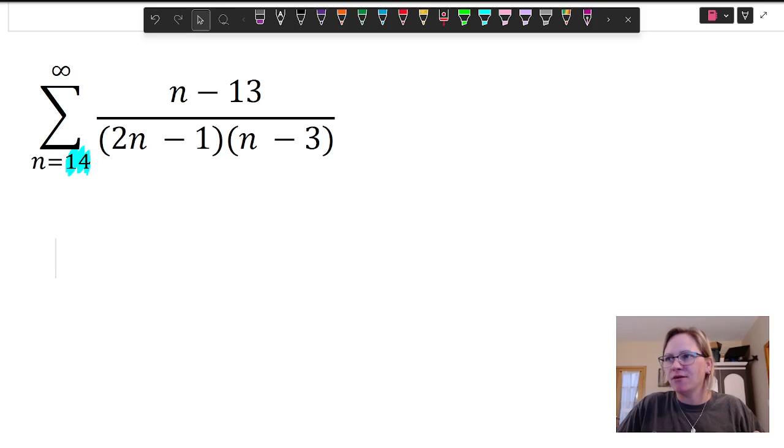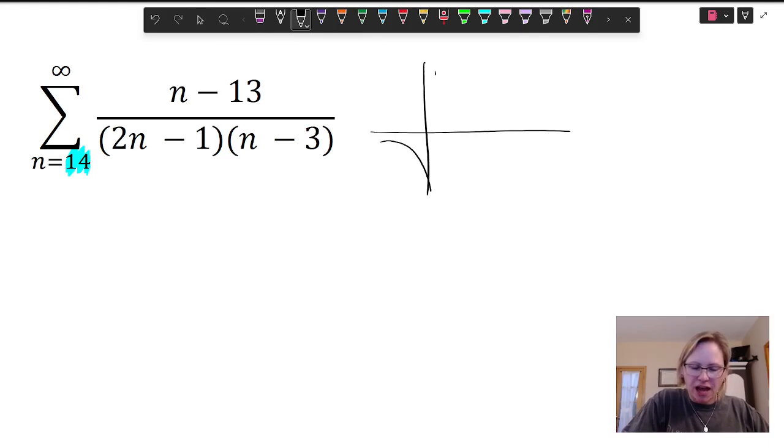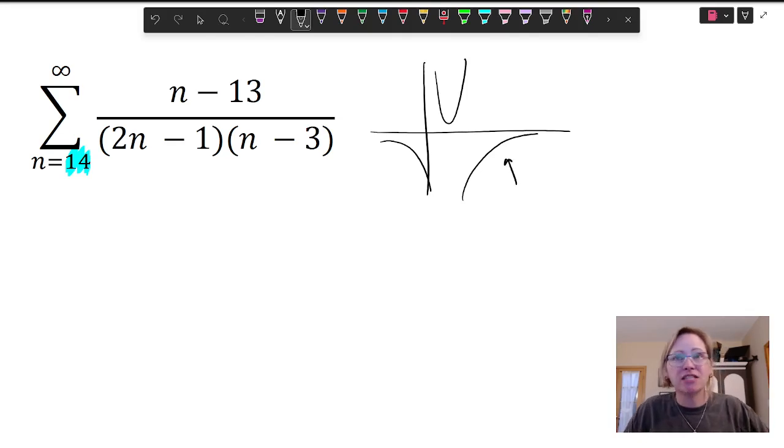Actually, now that I look even a little bit closer, this does not meet the criteria for this integral test. Remember, our criteria are that the terms have to be positive and decreasing. When I look at the terms of this, if I graph this function on a calculator, we see that our function is actually going to be increasing. So this would not be a very good candidate for the integral test.